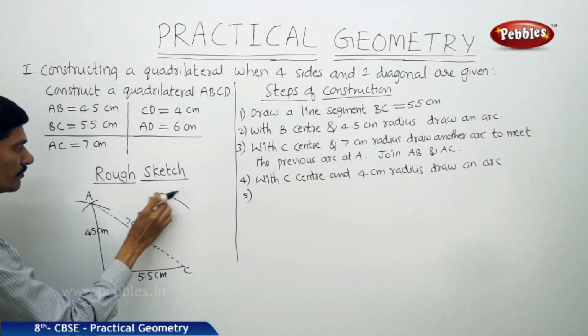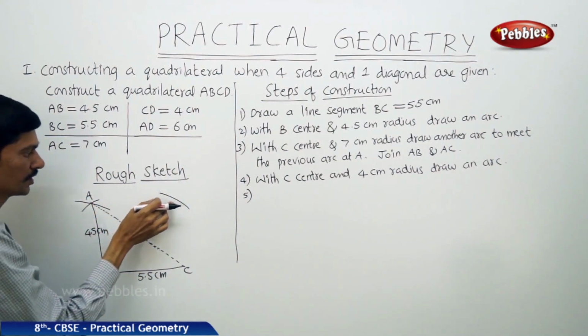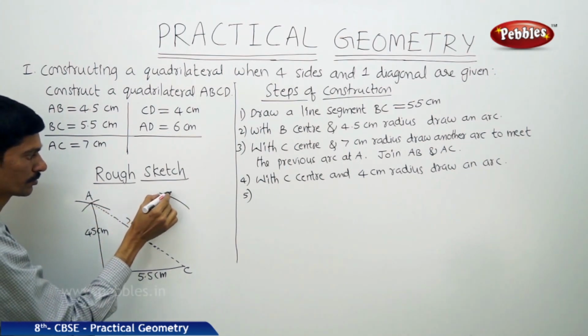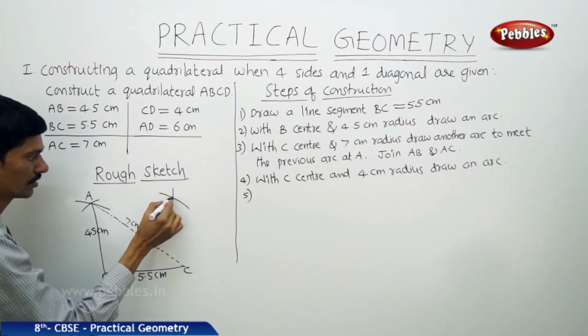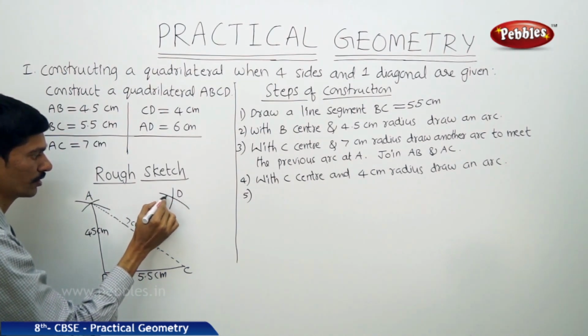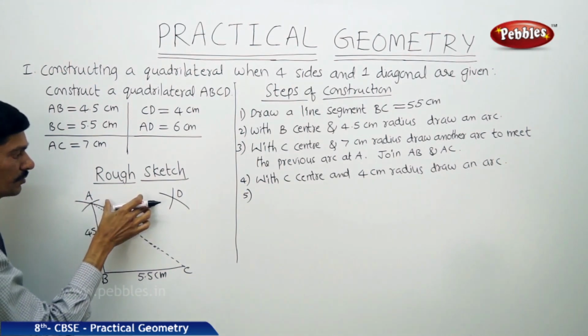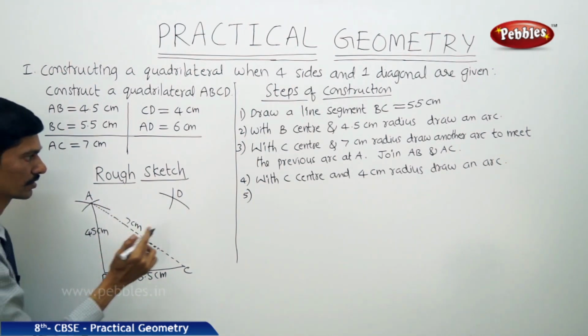Then again AD is given as 6 centimeters. So with A as center and 6 centimeters radius, draw another arc to meet the previous arc at D. So D is the point of intersection of these two arcs. So with A as center and 6 centimeters as radius, draw another arc.